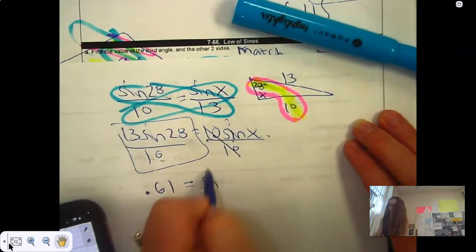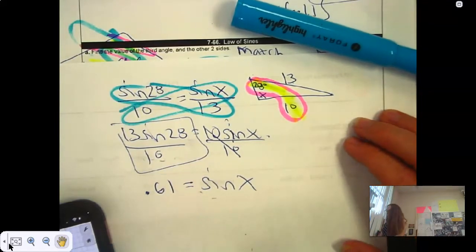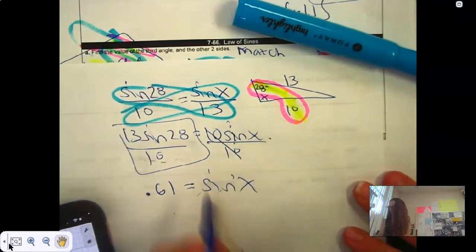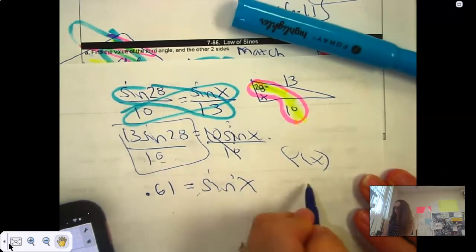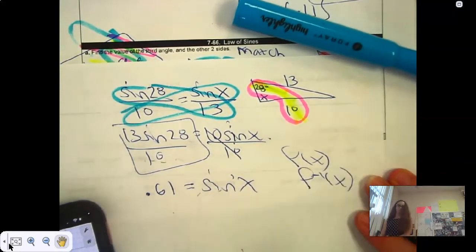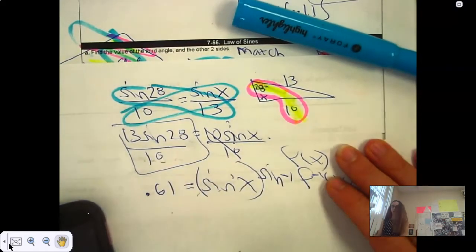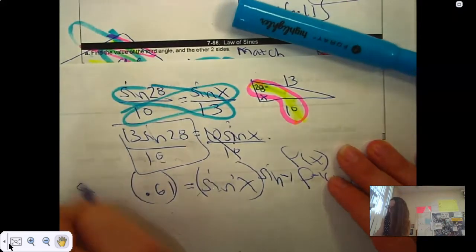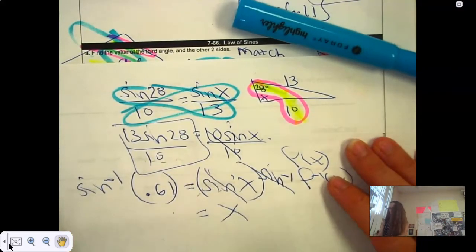equals sine of x. Now, you have to get rid of the sine. I don't know if you remember this from last year, but this is like sine to the first power. Remember when you had f of x? How did you find the inverse? F inverse. So I'm going to take the inverse sine of this, and I'm going to take the inverse sine of this. This cancels, x equals.